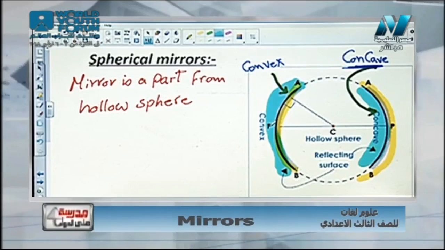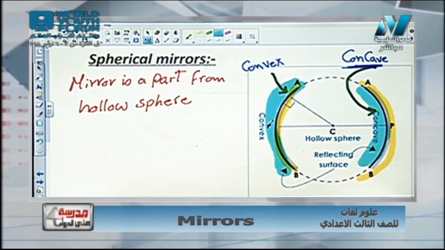So it is like a spoon, we know the spoon, which is المعلقة. We have two faces of the spoon. It's the concave mirror and the convex mirror. Concave mirror is the inner part of the hollow sphere, and the convex mirror is the outer part of the hollow sphere. So we have two main parts.